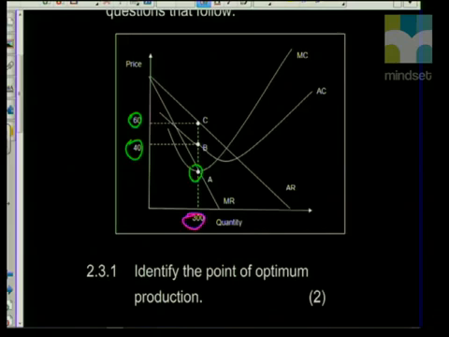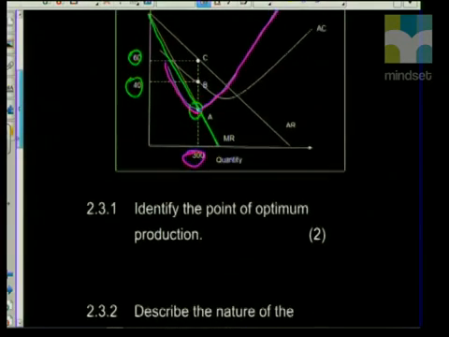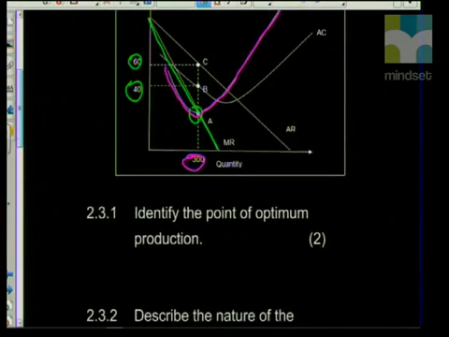And I'm going to draw a line through marginal revenue, so you can see this is the marginal revenue curve. And this is the marginal cost curve. Let's look at the questions. 2.3.1. Identify the point of optimum production where marginal revenue equals marginal cost. So it would be point A.